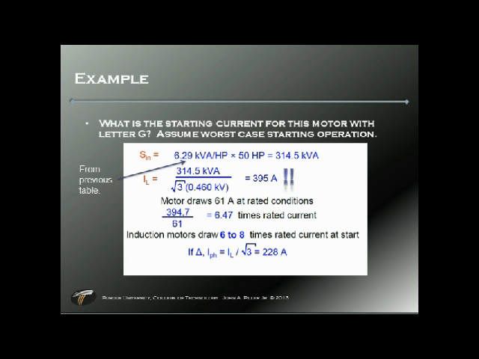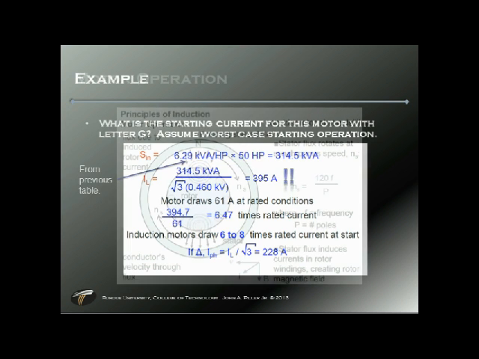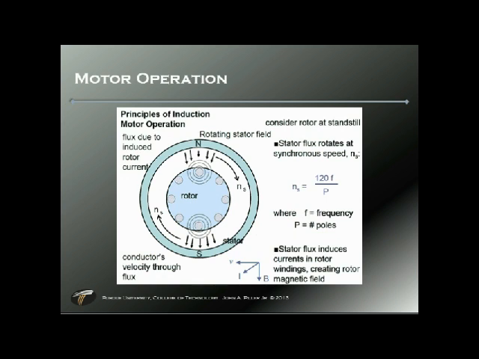Essentially what it means is if you had the capability of grabbing a hold of the shaft of the motor with a wrench and holding it, keeping it from rotating and moving, you would draw 395 amps. This motor draws 61 amps at rated condition. So if you divide that out, the locked rotor current is exactly 6.47 times the rated current. Induction motors will, as a rule of thumb, draw 6 to 8 times rated current to start.